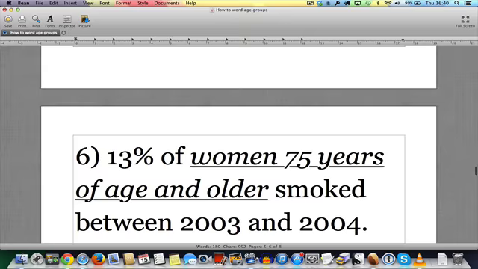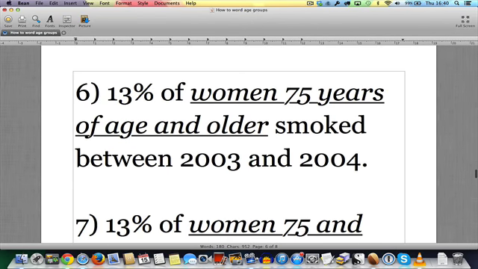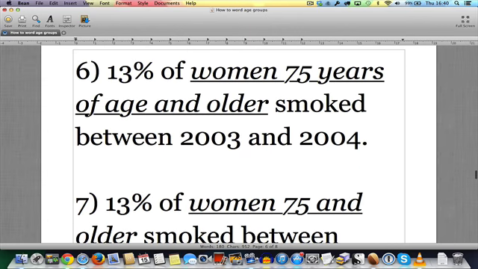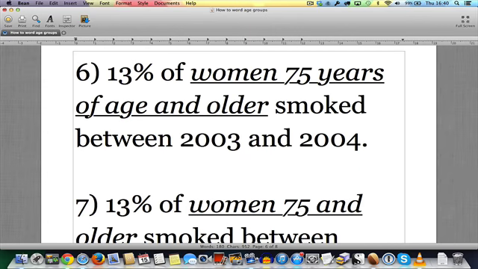Okay, now to make reference to the age group that is 75 years of age and older, we have to deal with this a little bit differently because, as I mentioned, we don't have the ending age within this age group. So we know that it starts at 75, but we don't know what the cutoff age is, because the cutoff age is an unknown. It's death. And so we could word this: 13% of women 75 years of age and older smoked between 2003 and 2004. And again, I'm using the between here, as you see, coupling it with and.